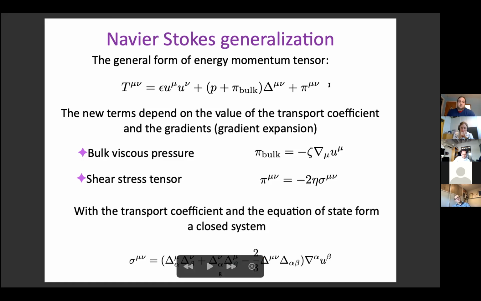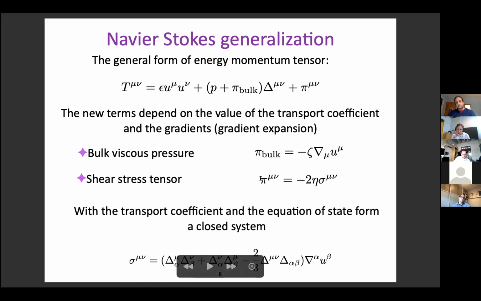A way to do that is to perform a gradient expansion. One says that these non-equilibrium quantities are proportional to the gradients in your system. Since we are interested in the long-time evolution, the long-wavelength dynamics, we can assume that these gradients are rather small, so the evolution is kind of smooth. There's no super high frequency dynamics; we are not interested in that. Doing that, one can specify this pi bulk as a coefficient proportional to the rate of expansion, this nabla u, and this coefficient is called bulk viscosity.